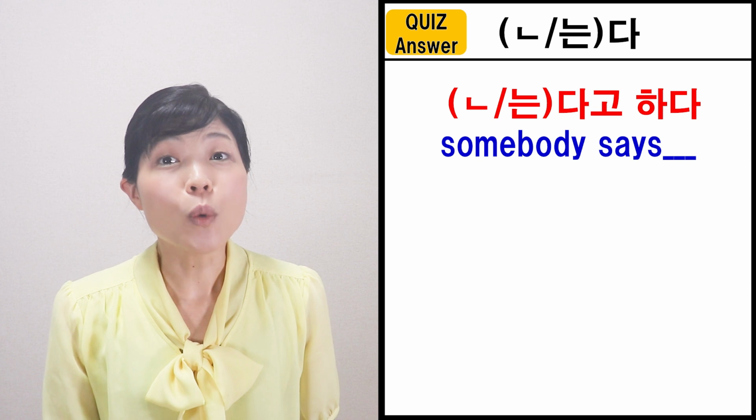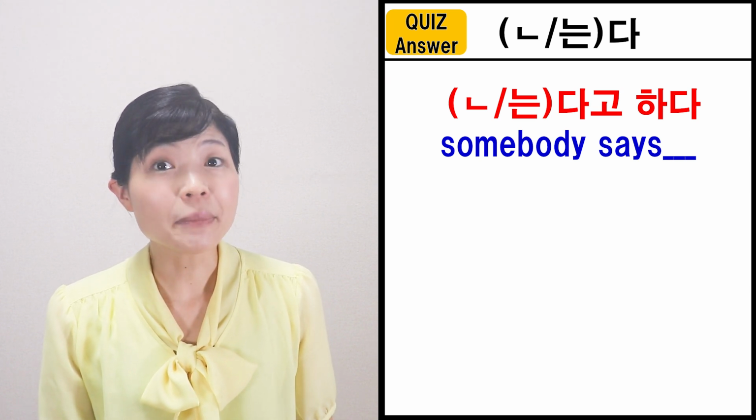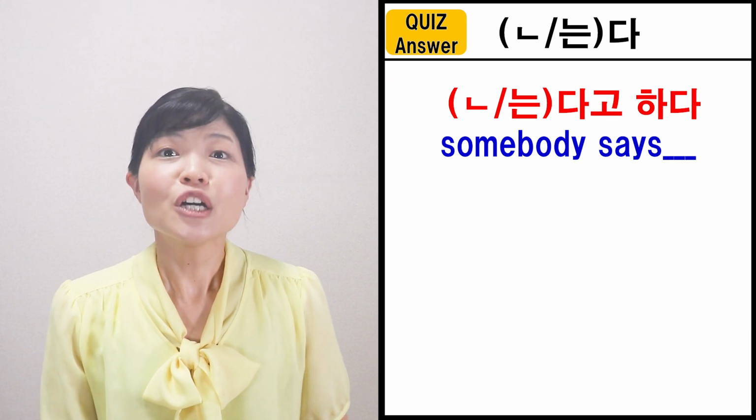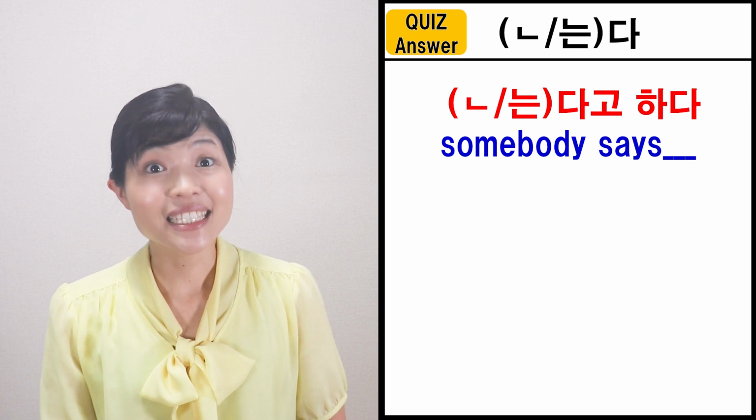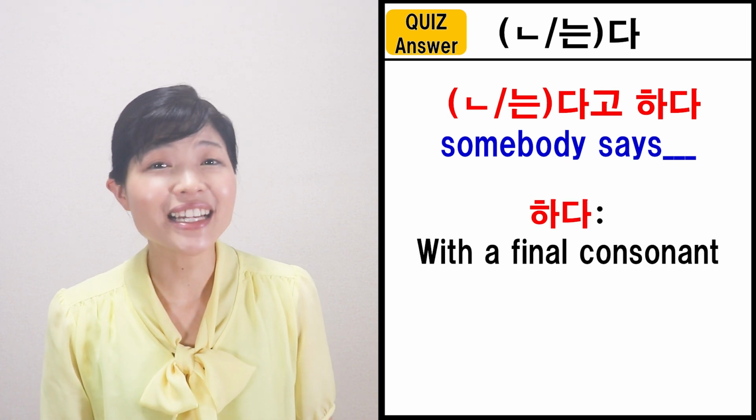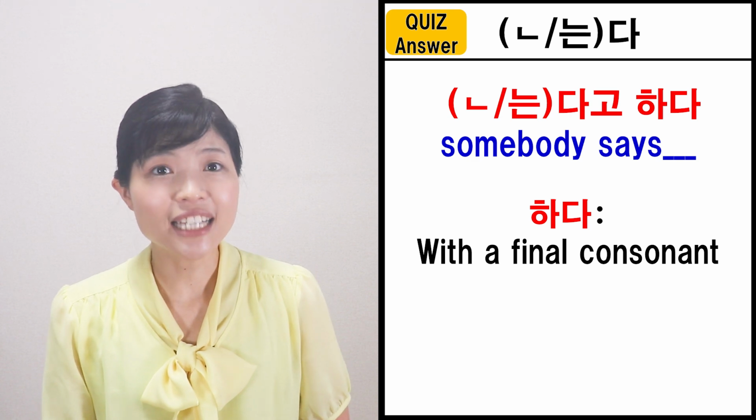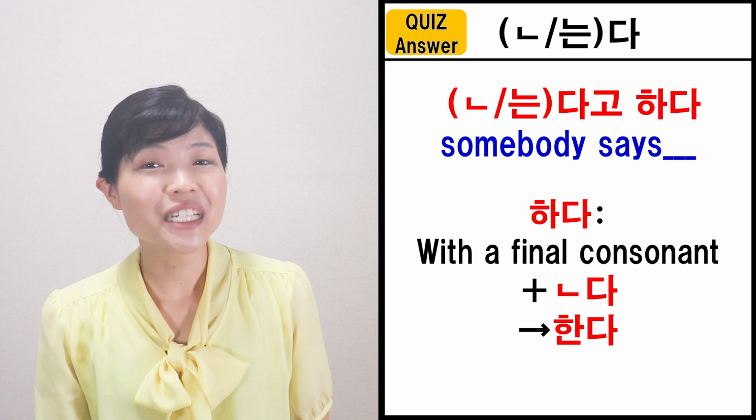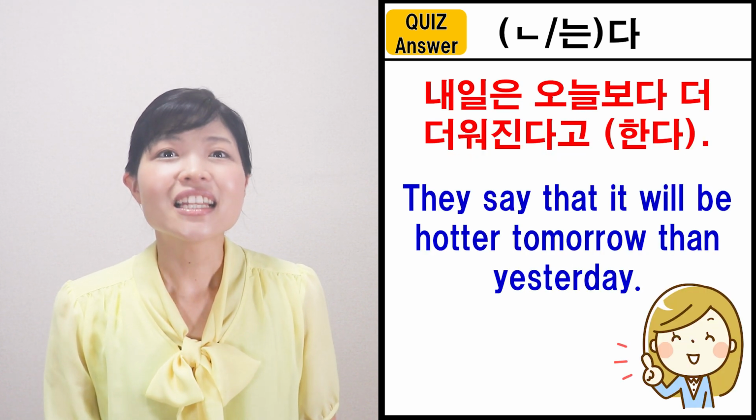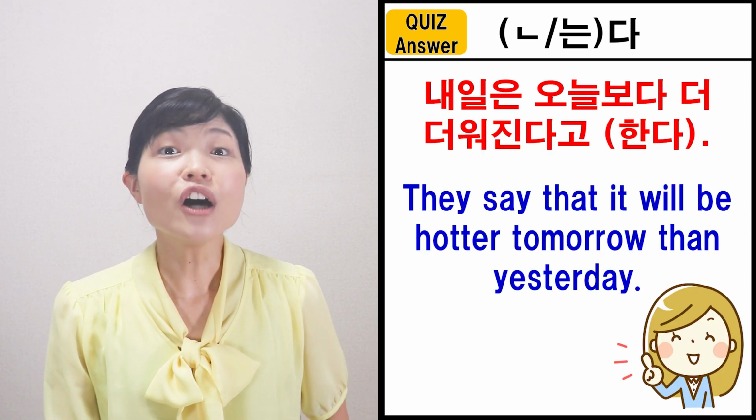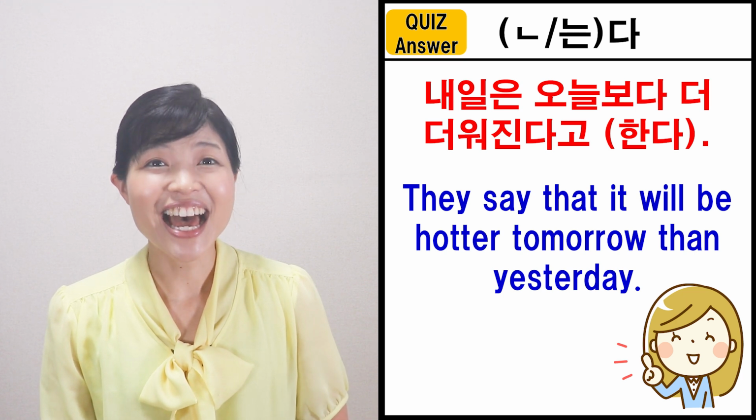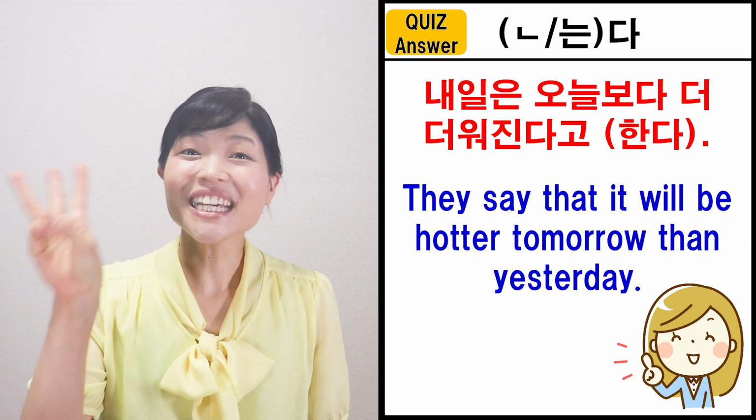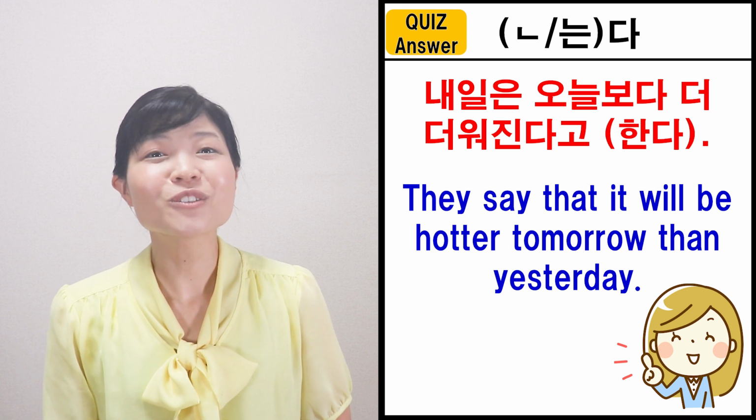The answer is number 1. Did you notice 더워진다고 came from the grammar 니은 는다고 하다, which means somebody says. Since this 하다 does not have a final consonant, you will attach 니은다 to say 한다. Okay? Now let's read it aloud. 내일은 오늘보다 더 더워진다고 한다. Please read it at least 3 times. Let's try the next one.